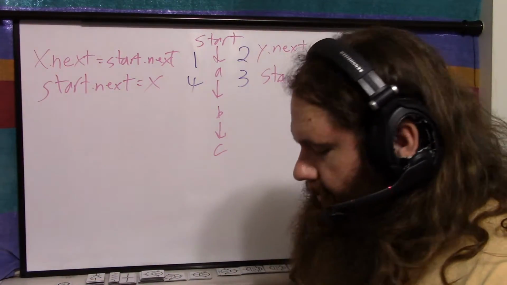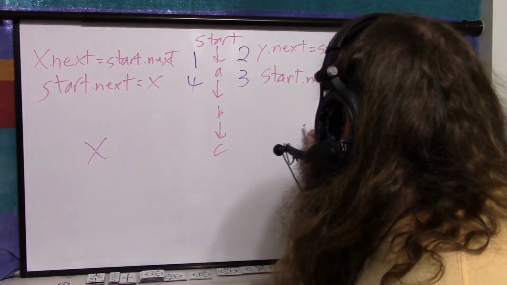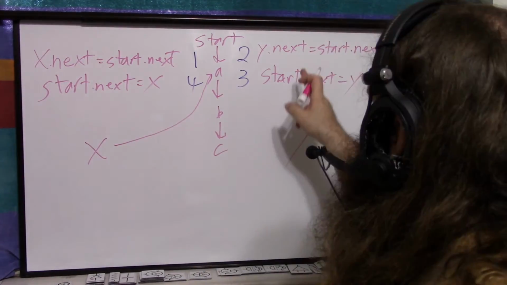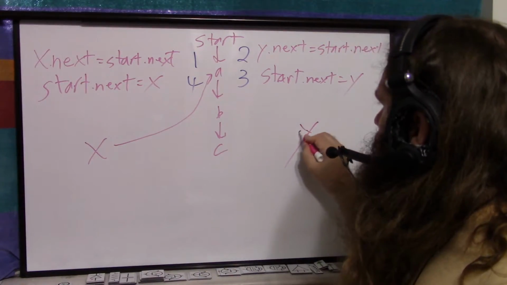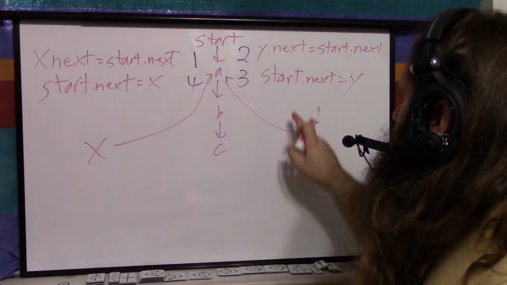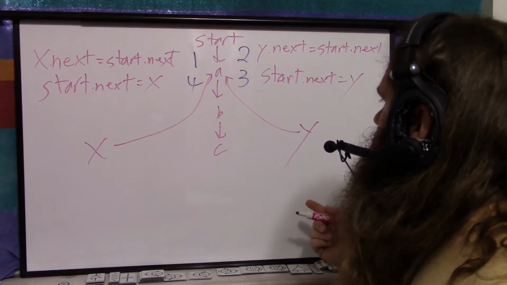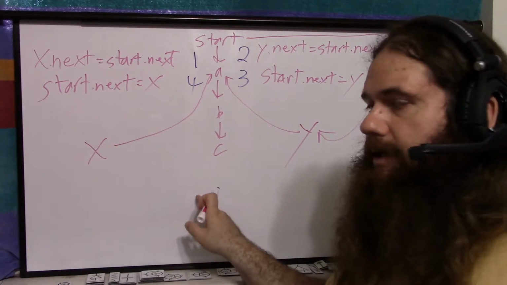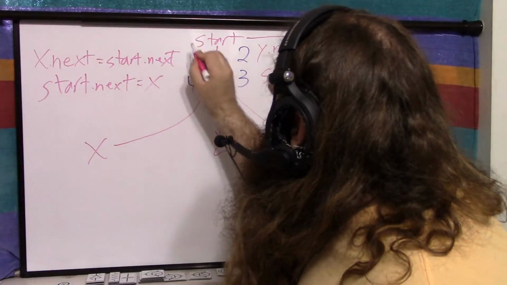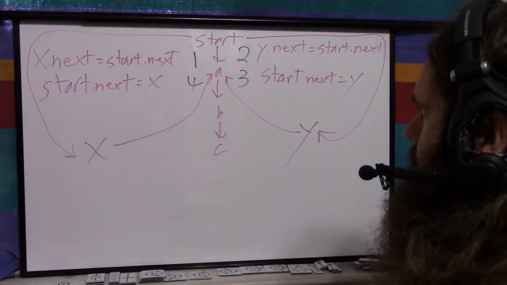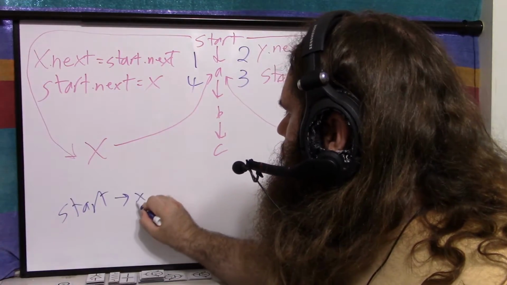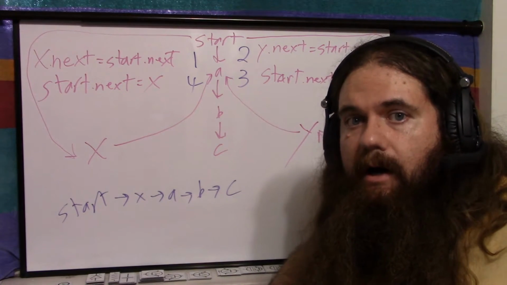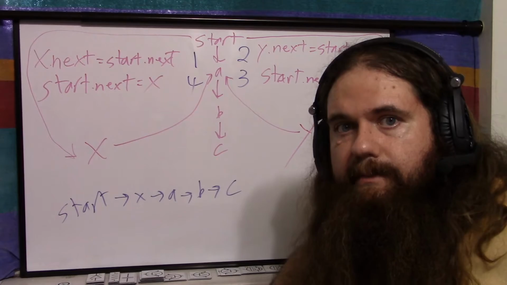But what actually happens? Well, here's X, and here's Y. X next equals start next. So X points to A, but then we switch threads. Now, Y next equals start next. So Y points to A, cool. And then we say start next equals Y. So now the list starts with Y. So now start is pointing at Y. But then we switch back to here and we say start next equals X. So now start is pointing at X. So our new list is start, X, A, B, C. Y was created, Y was added to the list, and it's gone. It's disappeared. It got taken by a Langolier.